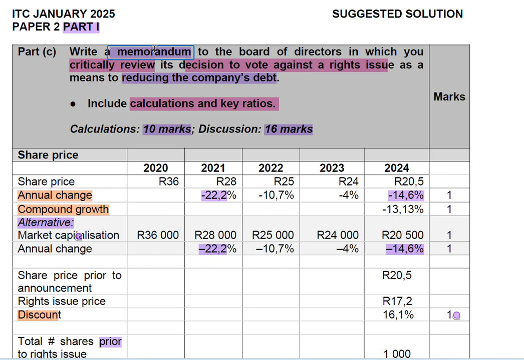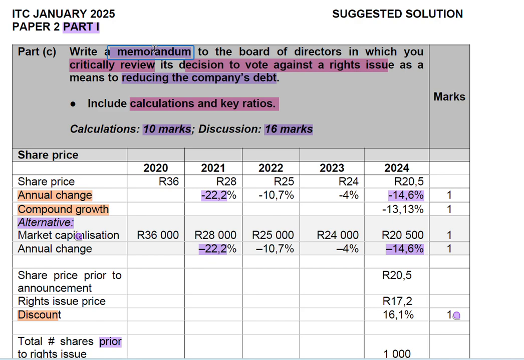You know that the reason they need the money is because they want to reduce the debt. So as they say key ratios, in your mind, you're like, okay, some of the ratios that I need are ratios that are linked to the company's liquidity and gearing. So by now, you know, these are the ratios that you will need to calculate.